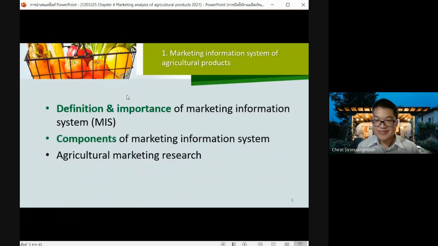The first main topic is the marketing information system, or MIS, of agricultural products. Here are the subtopics we will include. The first one is the definition and importance of marketing information. Then, what the components of MIS actually are, and what the process is that you need to understand and know when you're doing agricultural market research.